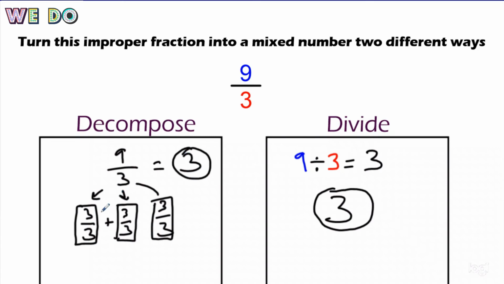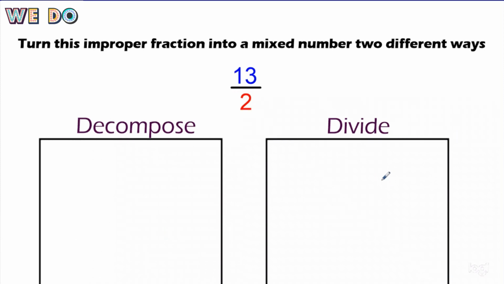So I can either write it as 9/3 or 3 wholes. It means the exact same thing. The key here is if there is no remainder, you just write it as a whole number. All right, let's do one more we do, okay?